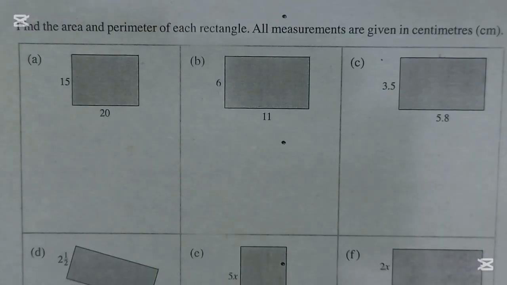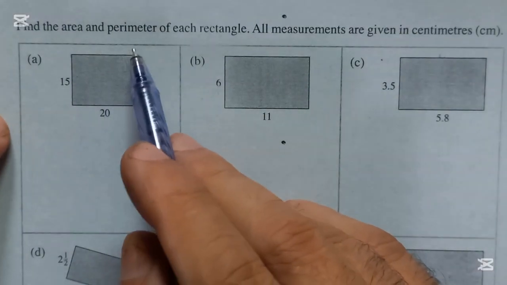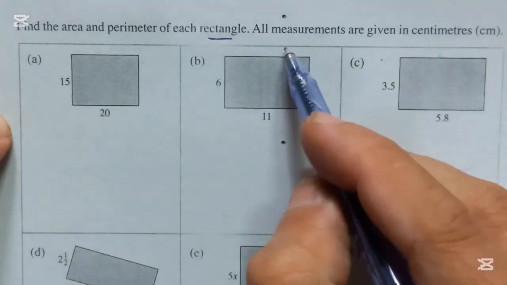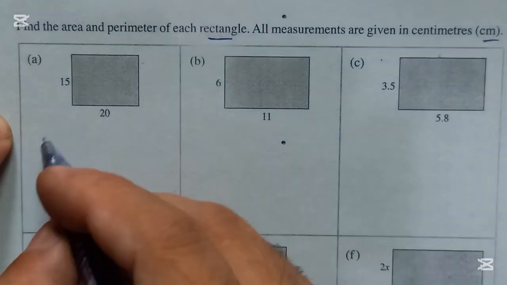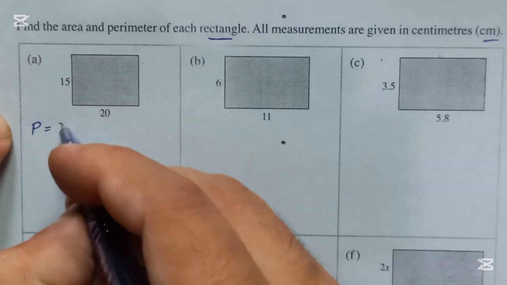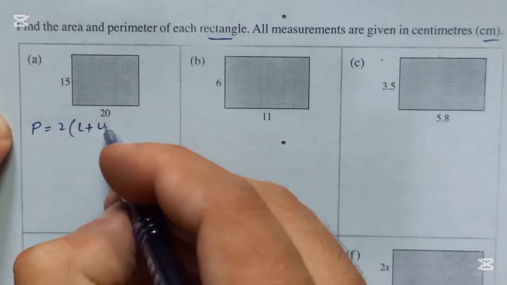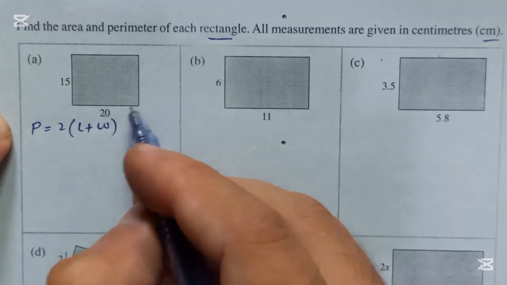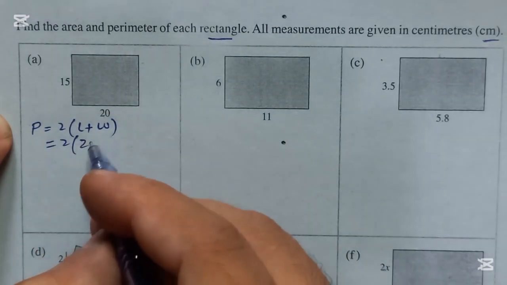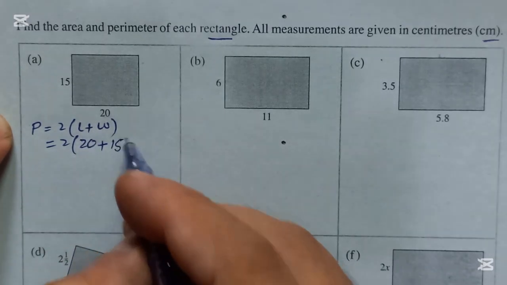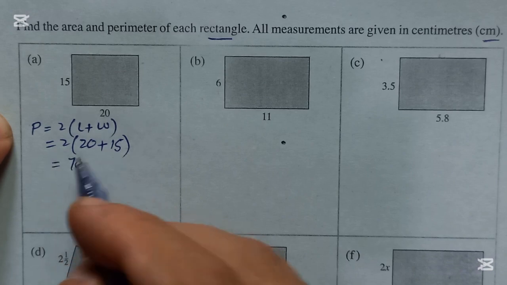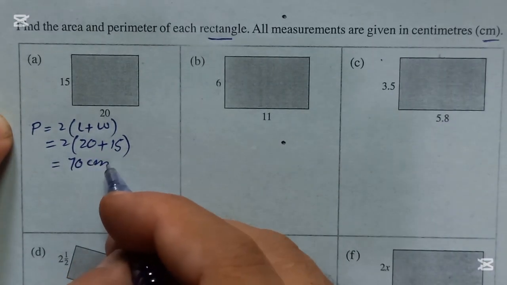The statement of the question is find the area and perimeter. So we will find only the perimeter, because this lecture is only about the perimeter of the rectangle. All measurements are given in centimeters. So the perimeter formula for the rectangle is 2 into (length plus width). So 20 is the length and 15 is the width. So we will put the values into the formula. Length is 20 and width is 15. So 15 plus 20, 35. 35 twos are 70. And the unit will be centimeters.